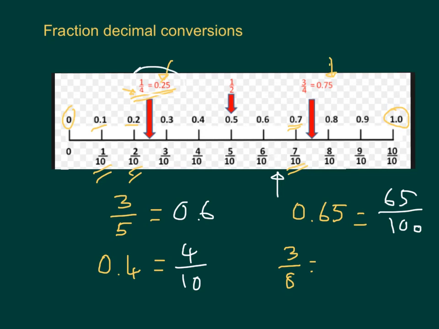For 3/8, I'd need to work out what 1/8 is. Now, an eighth must be half of a quarter. A quarter is 0.25, so an eighth must be 0.125. Now, if I add 3/8, or a quarter, to an eighth, that will give me 0.375.